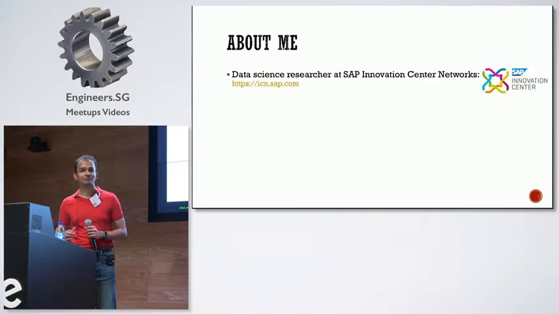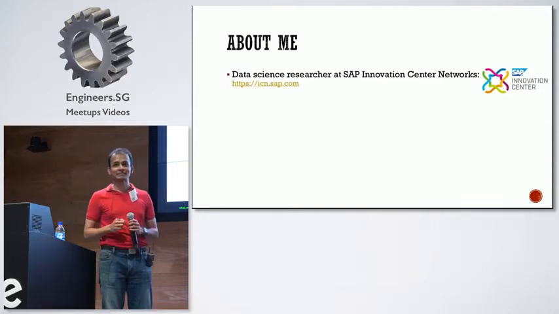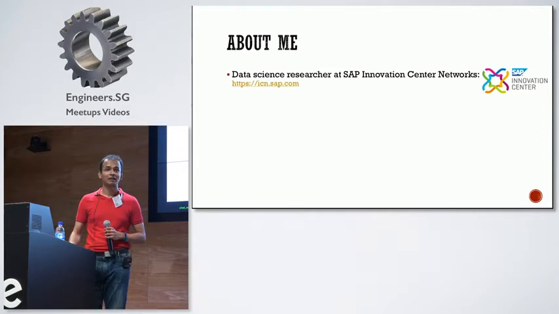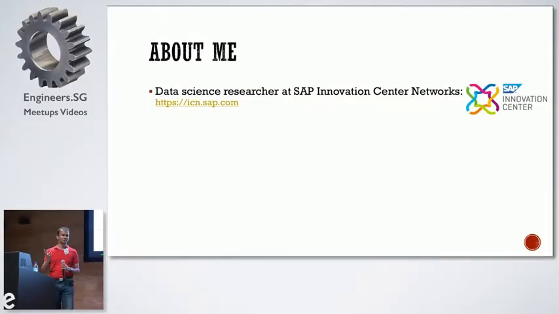Before I begin, let me give you a brief introduction to myself. I am Karthik. I'm currently a data science researcher at SAP Innovation Center Networks. That's right across the street, where my day job is to design models. So not the type of models that you think. The models that we talk about are neural networks, and these are the models we talk about day in and day out.